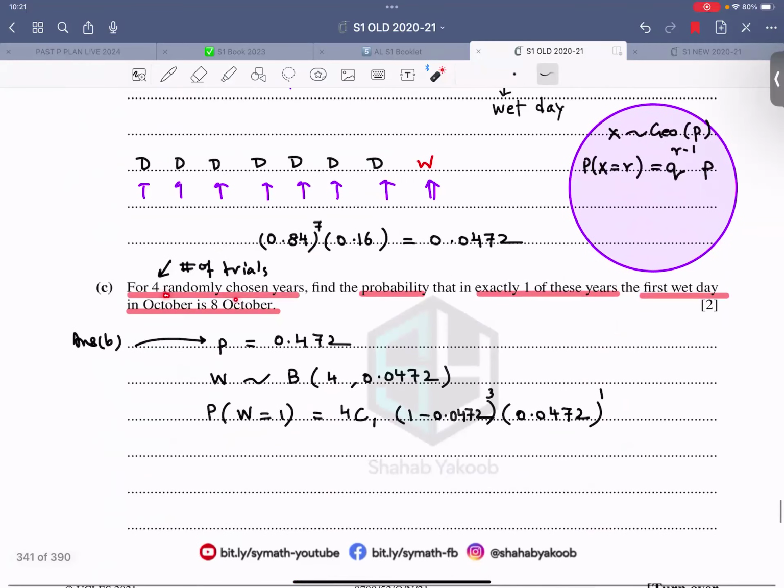Now it says for 4 randomly chosen years. So October appears once as a month in a whole year. For 4 randomly chosen years, the probability that in exactly one of these years, the first wet day in October is 8th October. So now that's a good question. This answer becomes your probability of success.